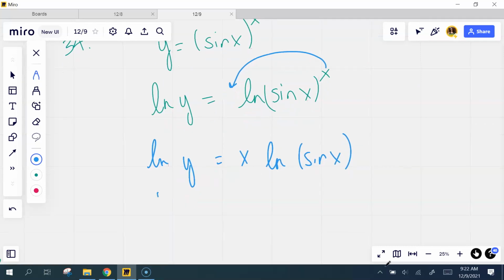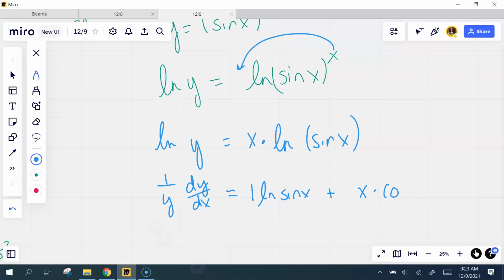This is 1 over y times dy dx, because I took the derivative of y there. If that was just a y, I could just put dy dx equals. But because there's a function attached to it, I have to do the dy dx. Now, product rule: derivative of the first, you can't just take it out, so we're going to have to do chain and product rule. Derivative of the first times the second plus the first times derivative of the second.